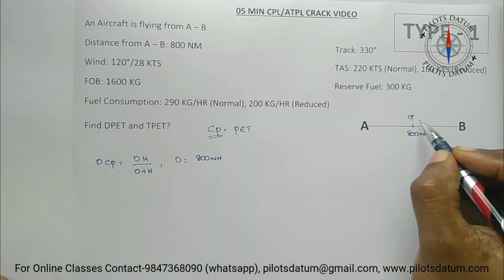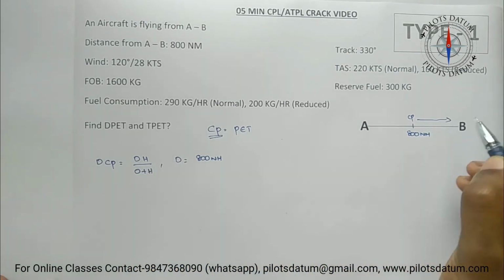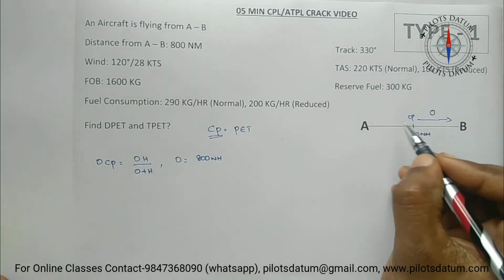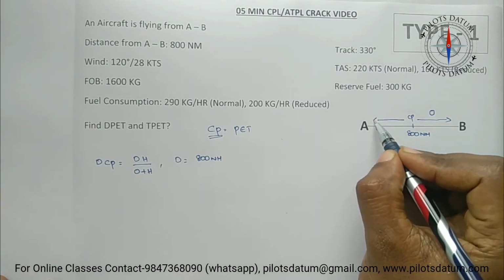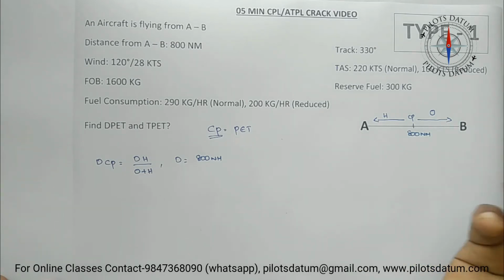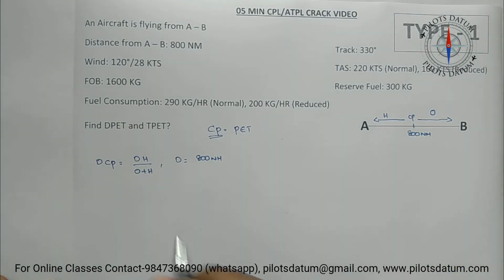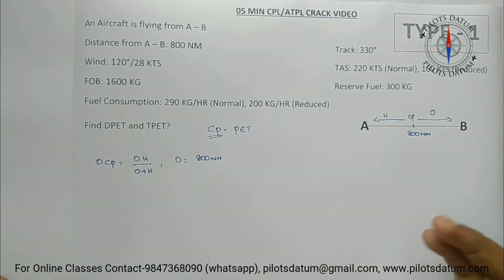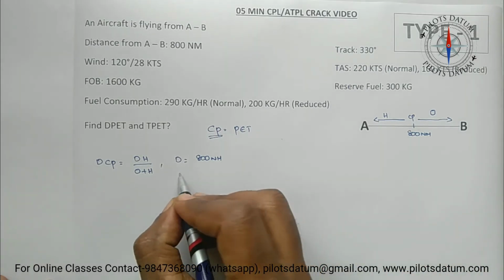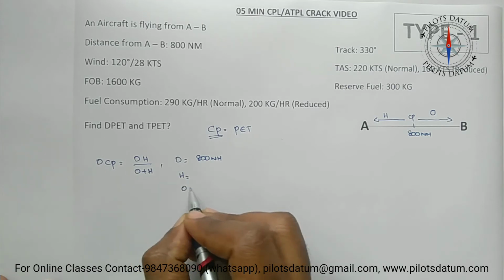We have seen it. O is given by outbound, and H is given by homebound. You have seen the theory. So we have to find H and O. What is H and O actually? It is the ground speed. So we have to find H and we have to find O.